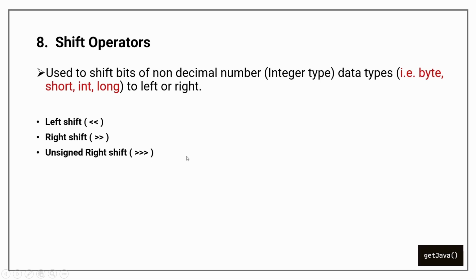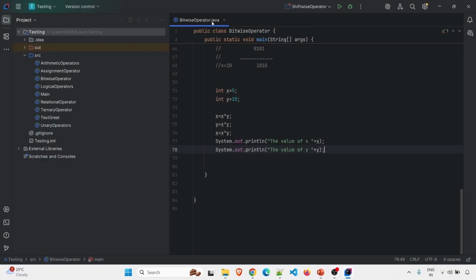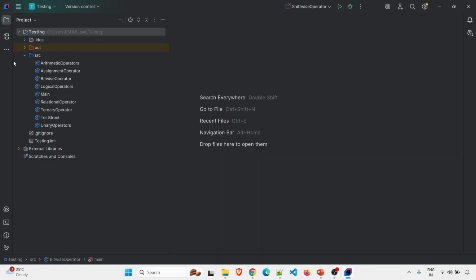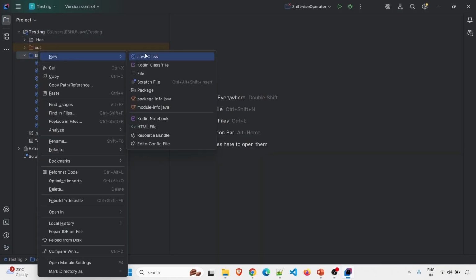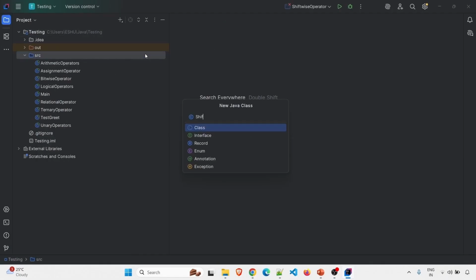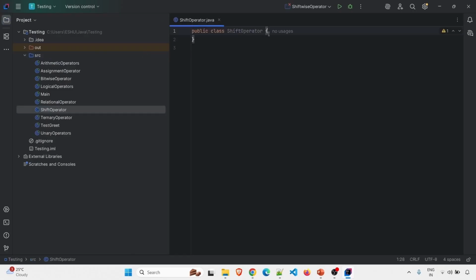So let's open our IntelliJ IDEA, and there we will directly see how it works. I have opened my IntelliJ IDEA. I will close this tab. I will go ahead and create a new class, ShiftOperator. So my class is ready. I will create the main method inside this class. Now, first we will see the left shift operator.